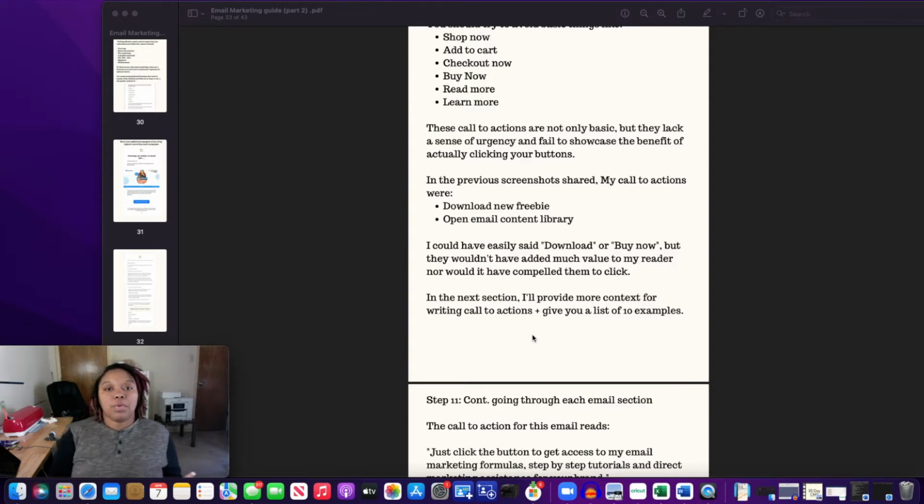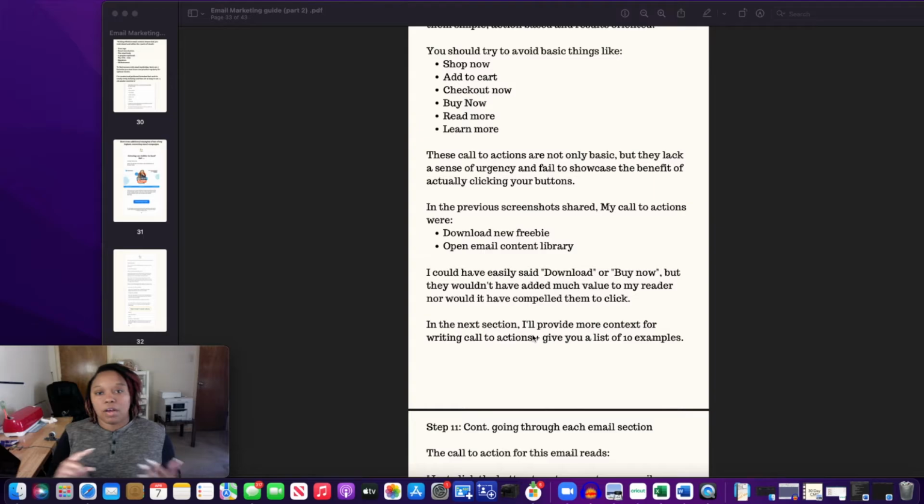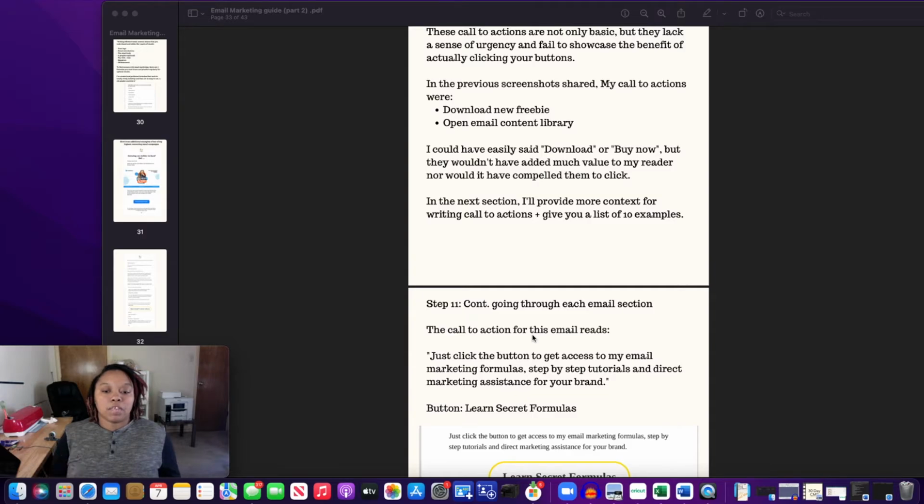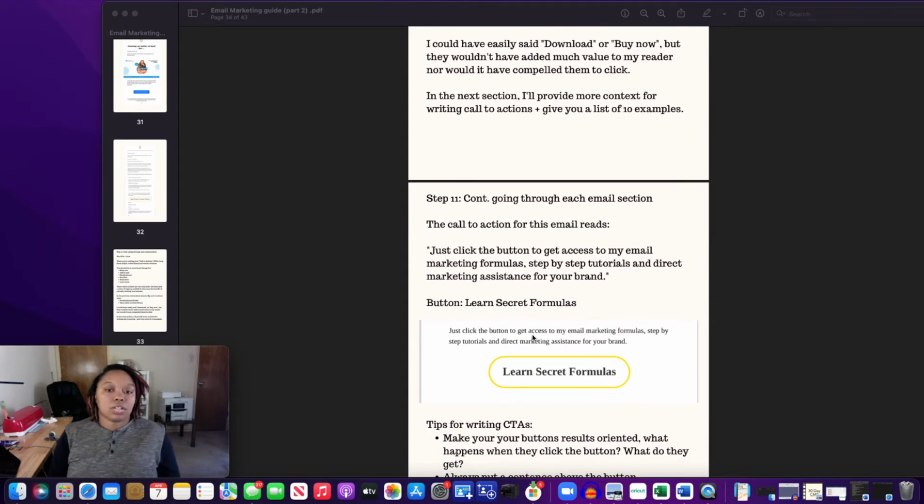But the reason why you want to try to avoid saying things like shop now, add to cart, check out now, buy now, read more, learn more is because they see those things so often, they're literally desensitized to them. And because they are desensitized to them, they are not emotionally provoking. They're not thought provoking. It doesn't really feel like there's an immediate benefit to do that. Another call to action that I've used is learn secret buttons.